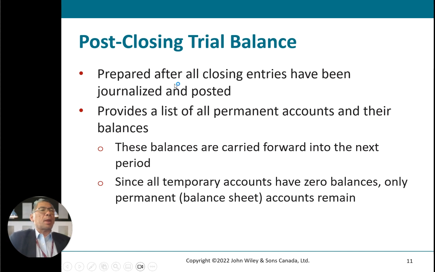In the post-closing trial balance, we must prepare it after all the closing entries have been journalized and posted. It provides a list of all permanent accounts and their balances. These balances are carried forward into the next period. Since all temporary accounts have 0 balance, only permanent account balances remain.